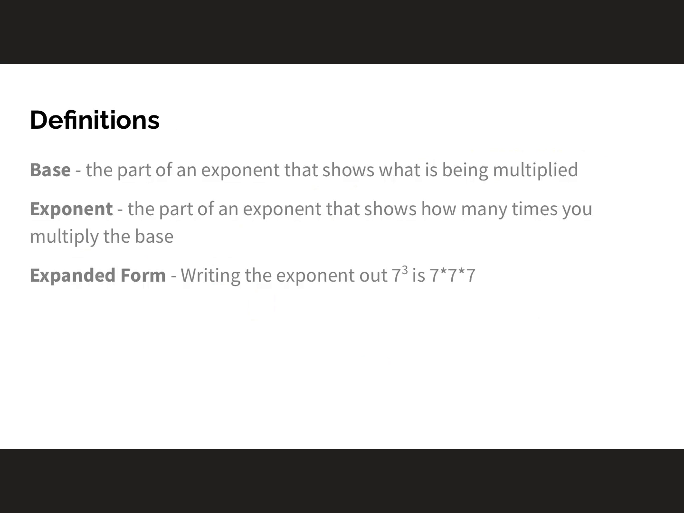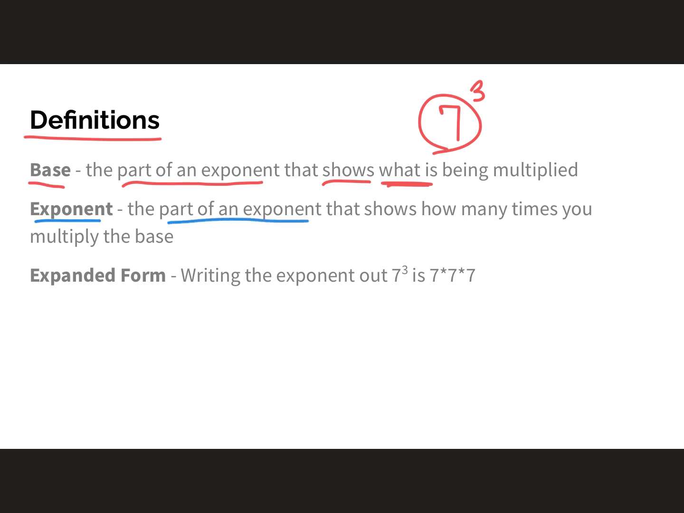Okay, so let's talk about some definitions. The base is the part of the exponent that shows what is being multiplied. So in the case of 7 to the third power, it's the 7. The exponent is the part that shows how many times you multiply. So that is my exponent of 3. Lastly, we talk about expanded form. Expanded form means instead of writing out 7 to the third power, we write 7 times 7 times 7. Expanded form can help us understand how different things affect our exponents.